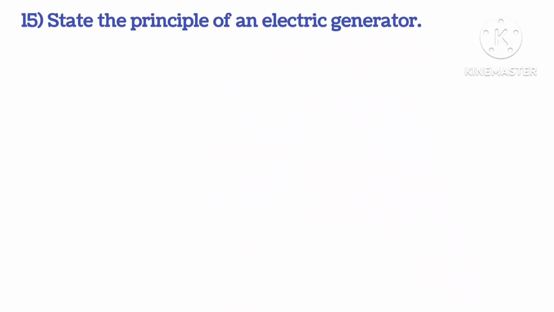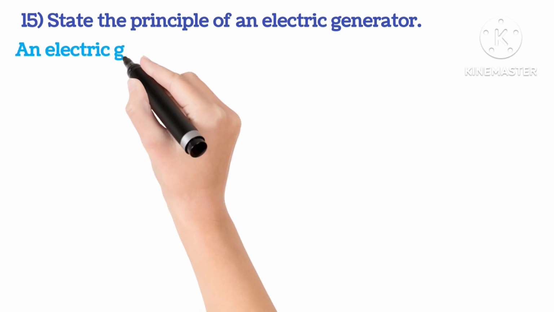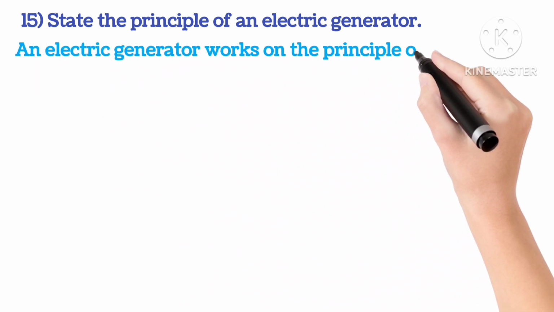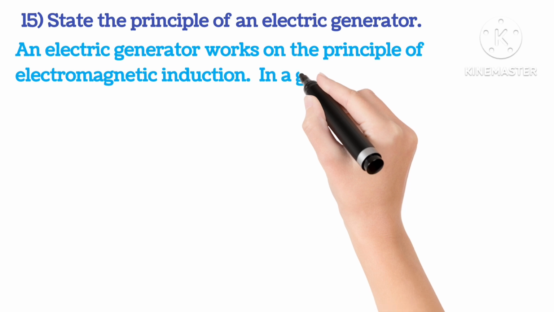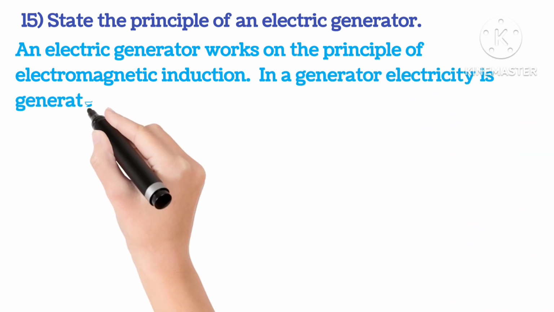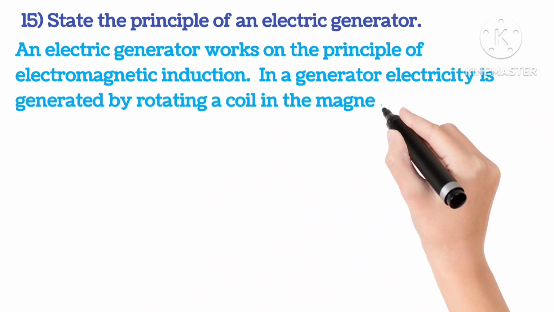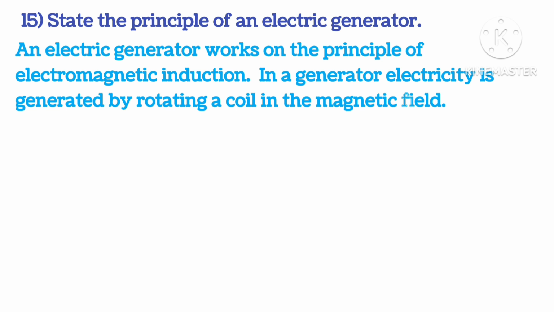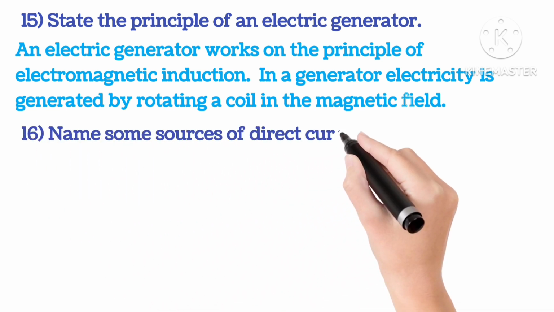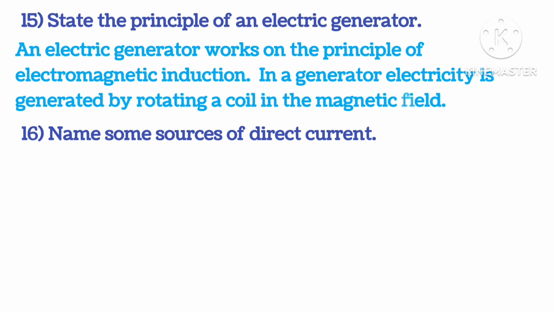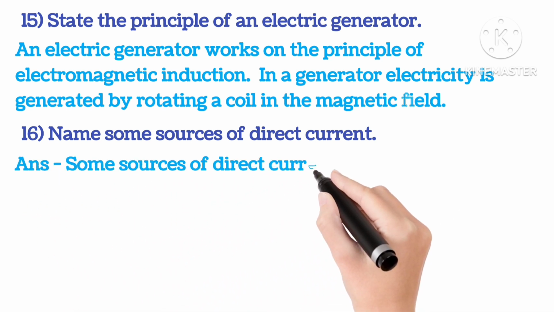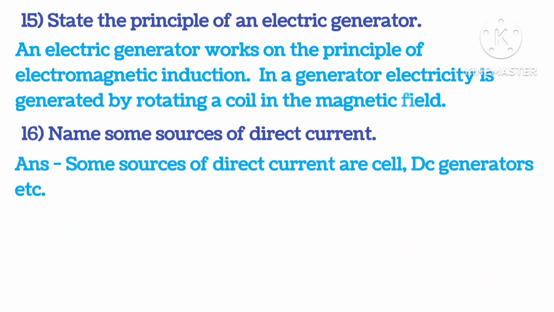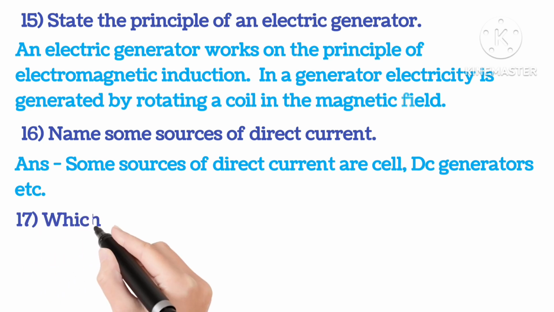State the principle of electric generator. An electric generator works on the principle of magnetic induction. In the generator, electricity is generated by rotating a coil in the magnetic field. Name some sources of direct current. Some sources of direct current are cell, DC generator, etc.